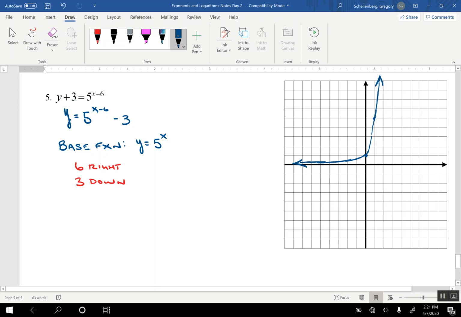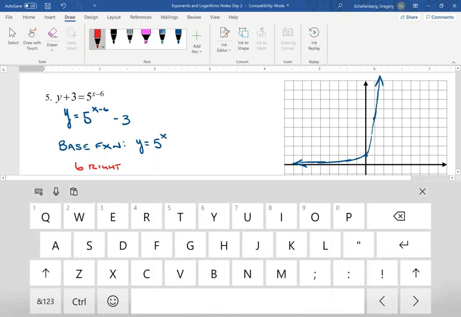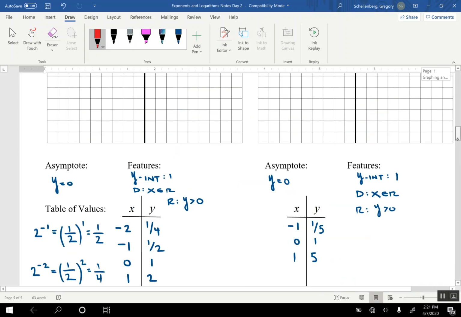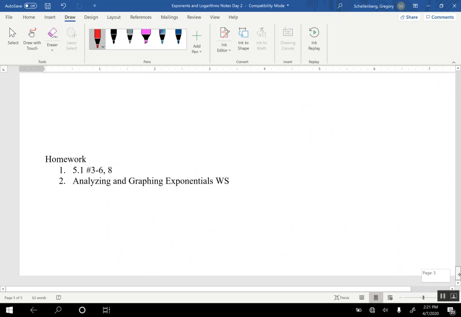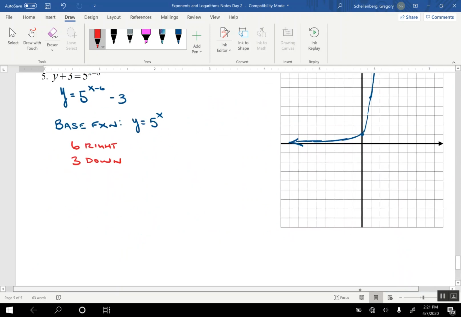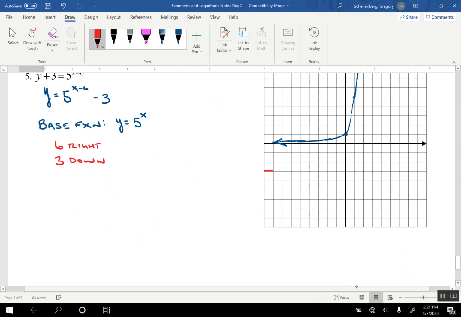And now we want to redraw the same thing, but translating 6 units to the right and 3 units down. Okay, well, one of the things that I will do is with that translation of 3 units down, our horizontal asymptote is going to go from y equals 0 to y equals negative 3. So let's drop this. We will drop this to y equals negative 3.